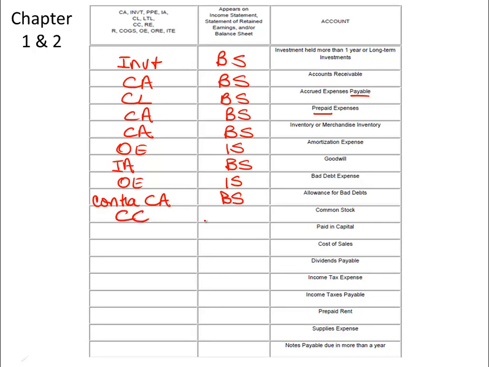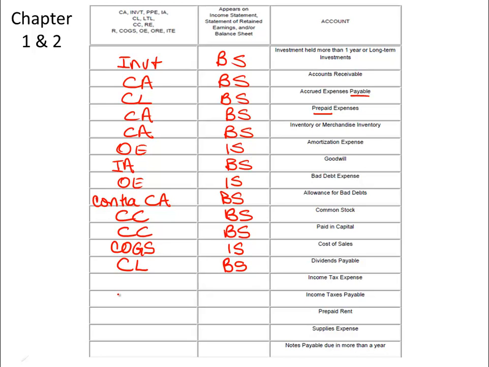Common stock is contributed capital, it's on the balance sheet. Paid in capital is contributed capital, it's on the balance sheet. Cost of sales is similar to cost of goods sold, it's just we use cost of sales for a service business, one that does not sell products but only sells services. So it's the cost of sales, like cost of goods sold, is on the income statement. Dividends payable is a current liability. It's when the dividends have been declared but not yet paid, and they'll be paid shortly, thus a current liability on the balance sheet.